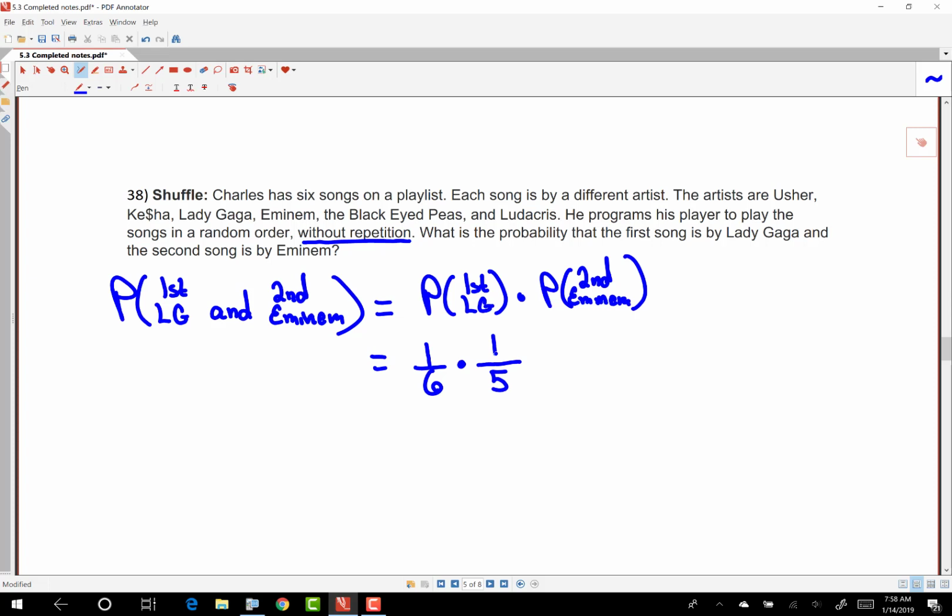So there's only 5 songs to choose from, but only one of them is from Eminem. So it's going to be 1/6 times 1/5, which is 1/30th, or if you want to convert that to a decimal, you'll do 1 divided by 30, or you could do 1/6 times 1/5, same thing, and we get 0.0333. So that would be the probability that that exact order would happen for the first 2 songs.